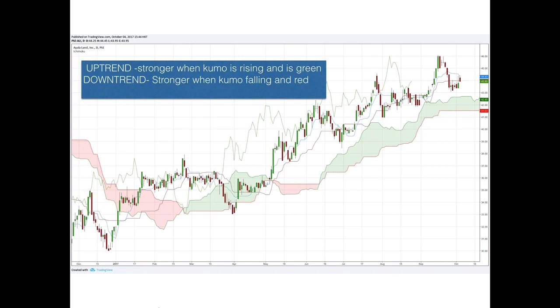Conversely, in a downtrend, it is stronger when the Senkou span A is below the Senkou span B. So the Senkou span A is falling below the Senkou span B. This produces a red cloud or a red Kumo. So this shows you the future support and resistances, both in an uptrend and in a downtrend. So in previous slide was SCC. This is Ayala Land. This is still on an uptrend because it is above the Kumo.